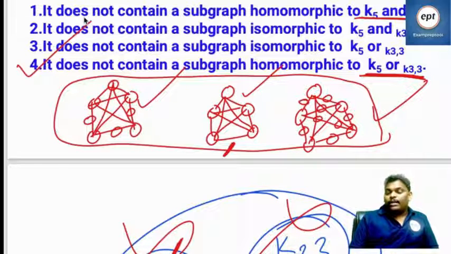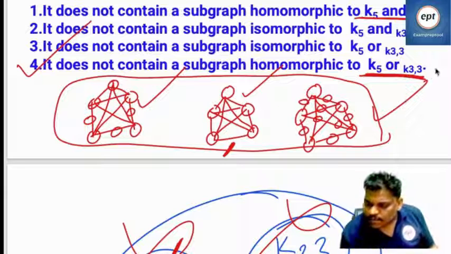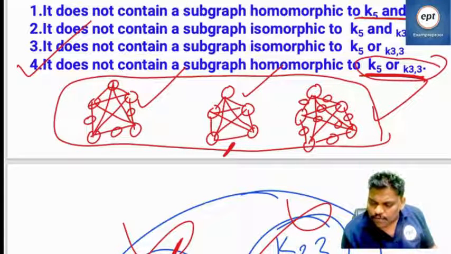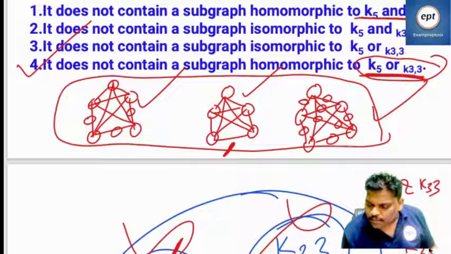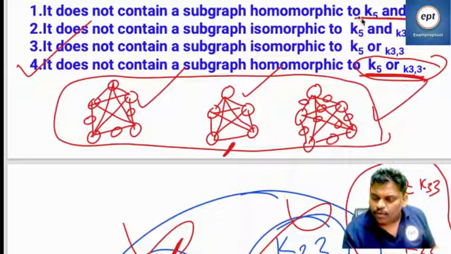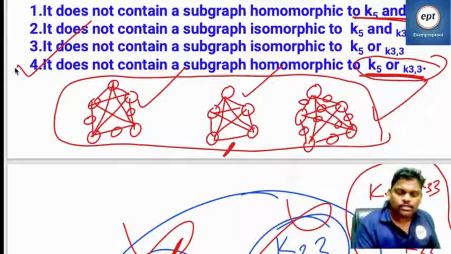So option 1 indirectly says that if one is there, no problem. No, both cannot be there. Which does not contain K5 or K33. Remember, this will take care of K5 and K33: only K5, only K33, this covers three possibilities. But it will cover only this. So the answer is the 4th one.